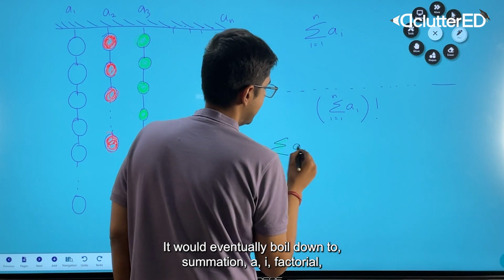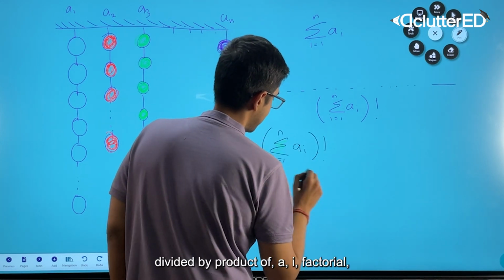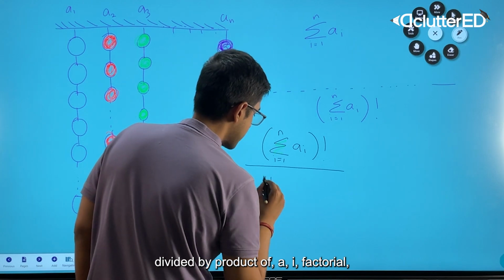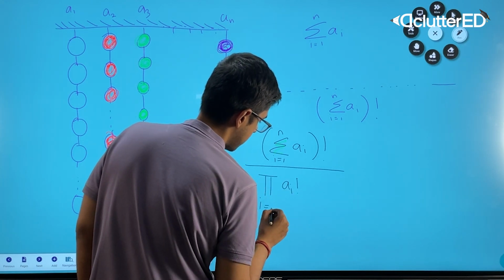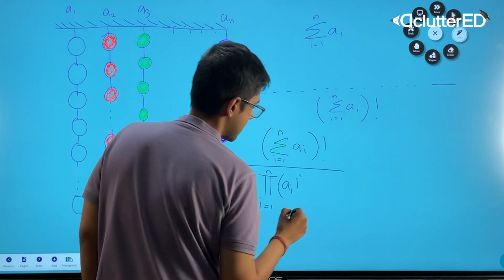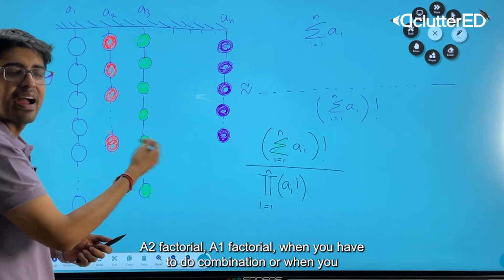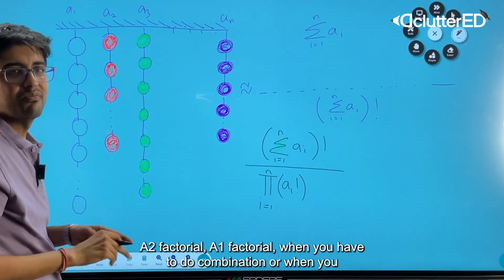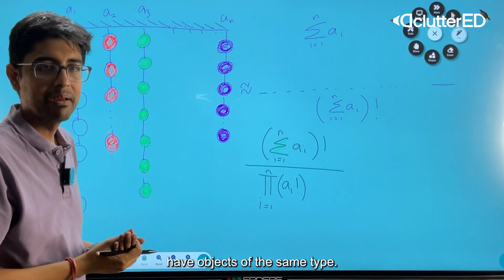summation Ai factorial divided by product of Ai factorial. Since these are of the same type, A2 factorial, A1 factorial, when you have to do combination, right, or when you have objects of the same type.